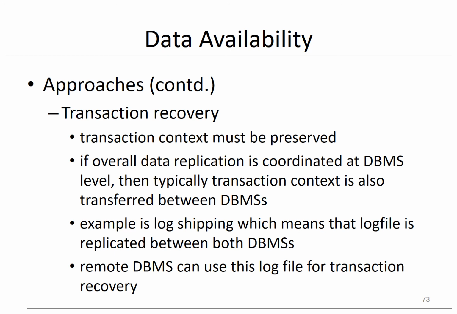If the overall data replication is coordinated at DBMS level and not at operating system or network level, then typically the transaction context is also transferred between the DBMSs. One popular technique here is called log shipping. It means that the log file, which keeps account of ongoing transactions, is replicated between both DBMSs. The remote DBMS can use this log file for transaction recovery, or in other words, to restore the context of the transactions that were going on at the primary site.